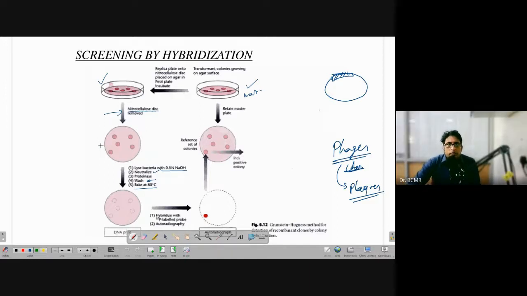In yesterday's class, we were discussing several protocols about screening. Screening is about how to find out the gene of interest from a given lot of clones, for example. In that, we discussed colony hybridization. It's almost like Southern blot, except that we are using a culture plate instead of an electrophoresis gel. And then we make a blot, then we do hybridization, and then we can figure out which one has the gene of interest.